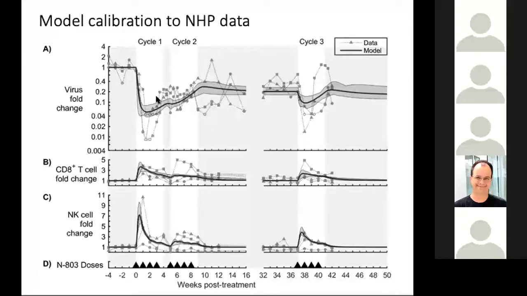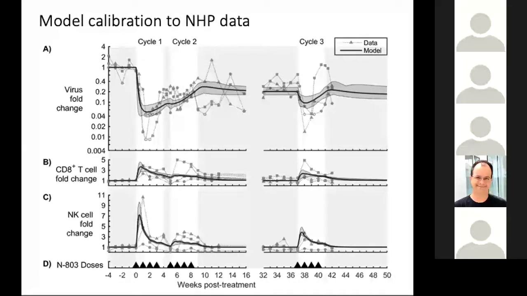And so you can see that we're able to capture the strong drop in the viral load in the initial cycle, very limited response in the second cycle, and then some recovery of efficacy, but not quite as strong as in cycle 1, in the third cycle. We're also able to capture this response in the cells, the contraction between treatments, as well as some recovery after in the third cycle.